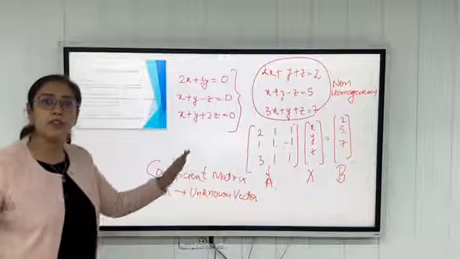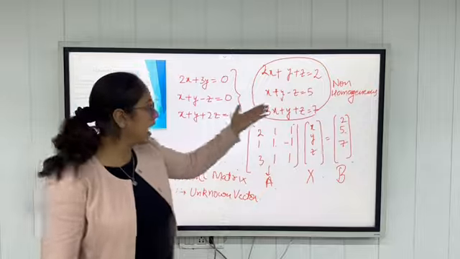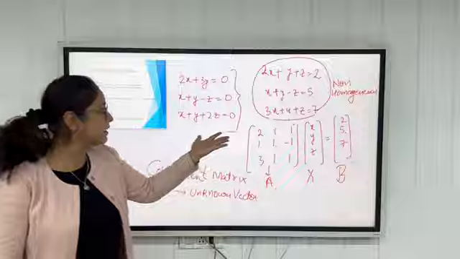So all the B_i's are 0 here. So this is a homogeneous system and this is a non-homogeneous system. I hope this is clear to everyone.